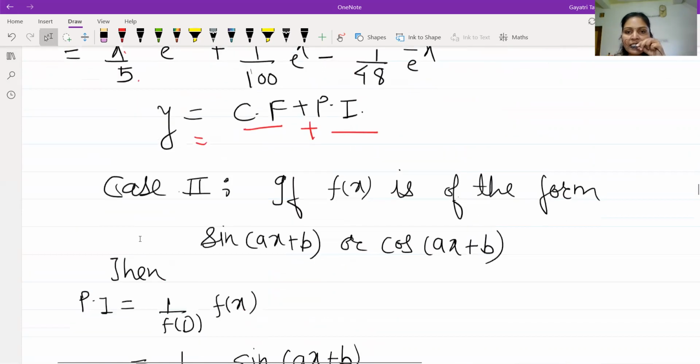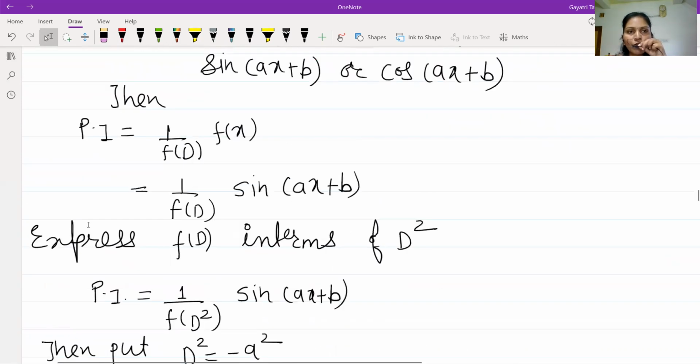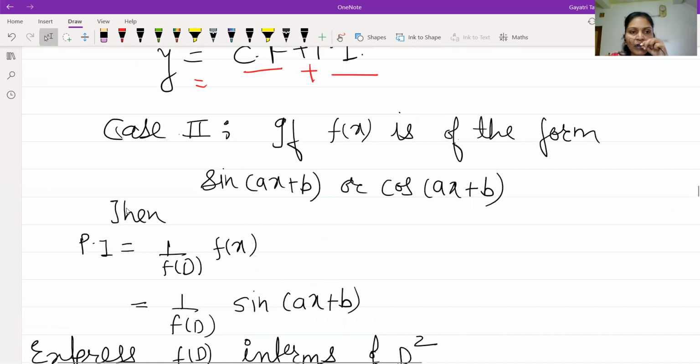Now the next case is when the function is of the trigonometric form. Trigonometric means it may be sine or it may be cosine. Then what do you have to do? The formula will be the same. So what is the formula? PI equals 1 upon f of D into f of x. So write down the value of f of x.